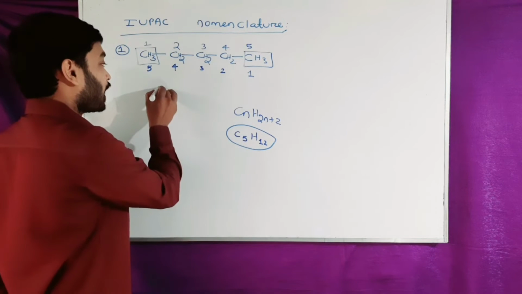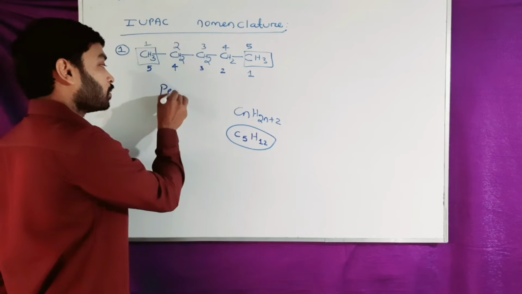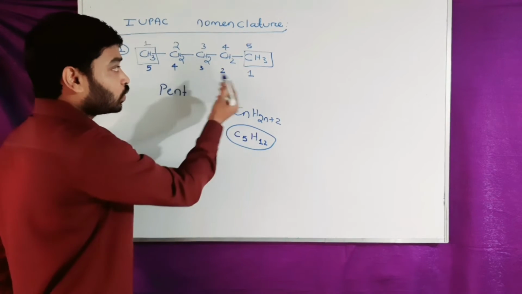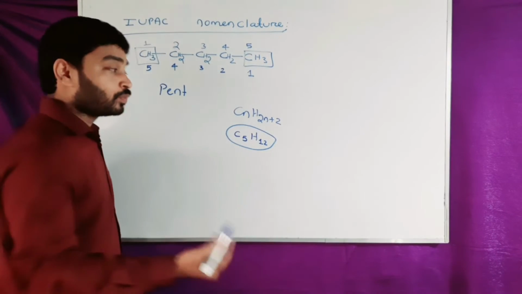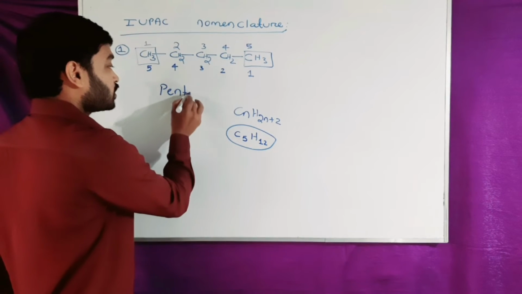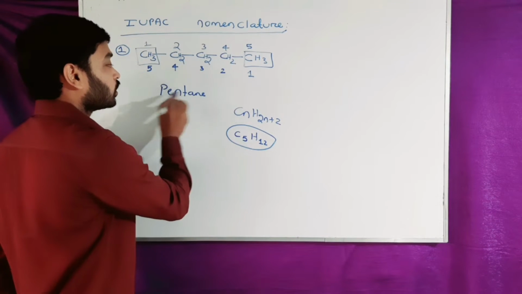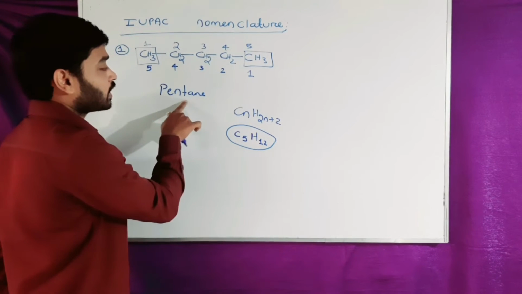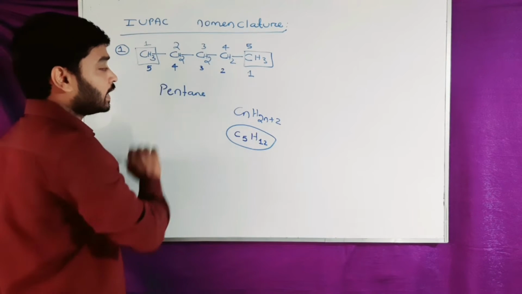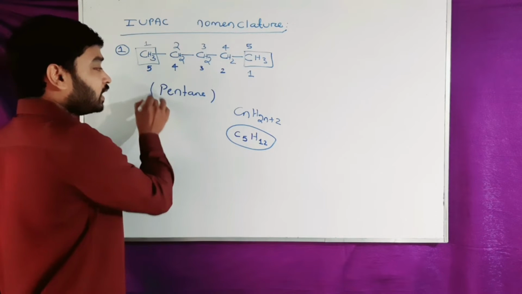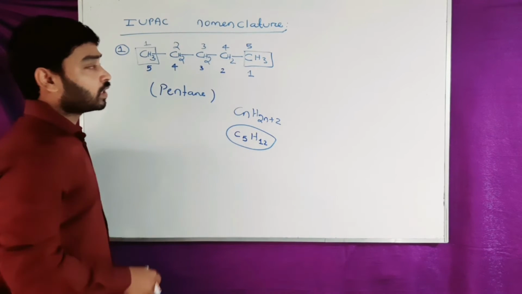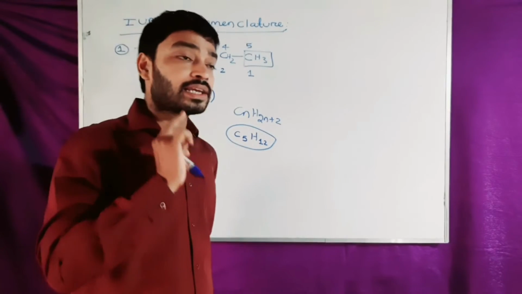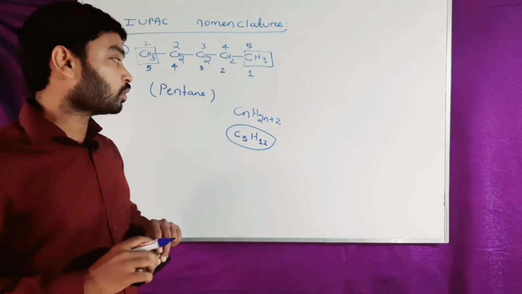That means here 5 carbon is present. So 5 carbon has the word root pent, and due to the presence of single bond, which is expressed by the suffix, the single bonds are expressed by ane, so it is called pentane. In this way we can name a pure hydrocarbon which contains alkane. So it is the name for the compound.